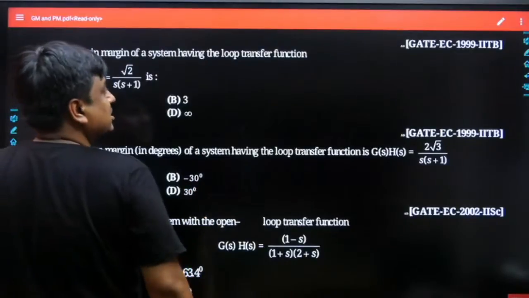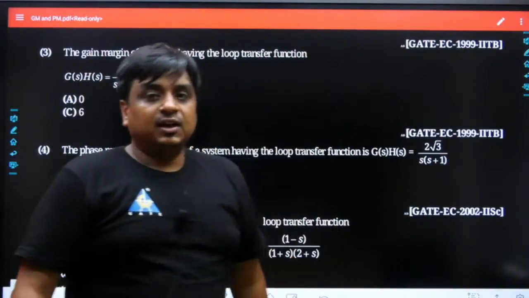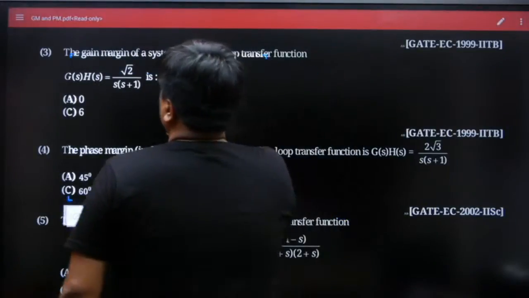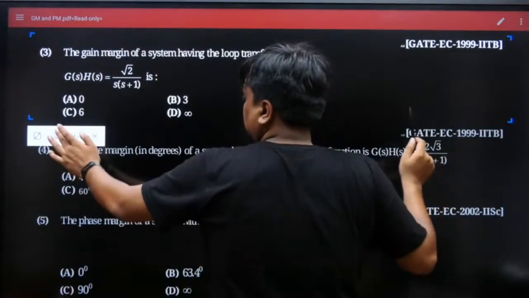Let me focus on question number 3. This question was experienced by the electronics people in the year 1999. The problem was framed by IIT Bombay. Let me bring this problem towards the working world. So here goes the problem.